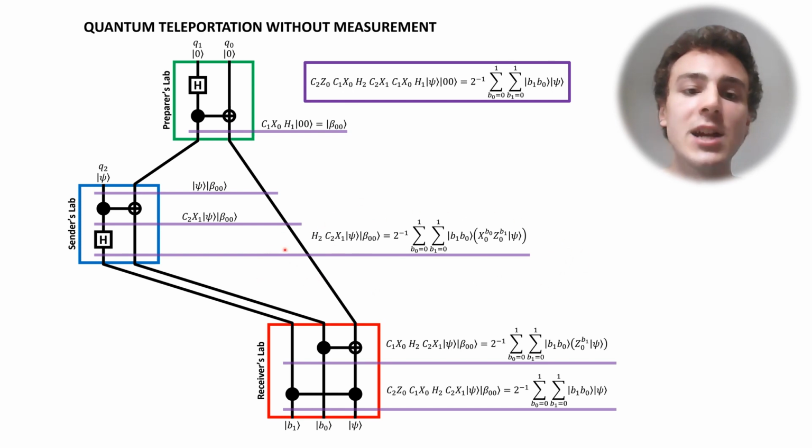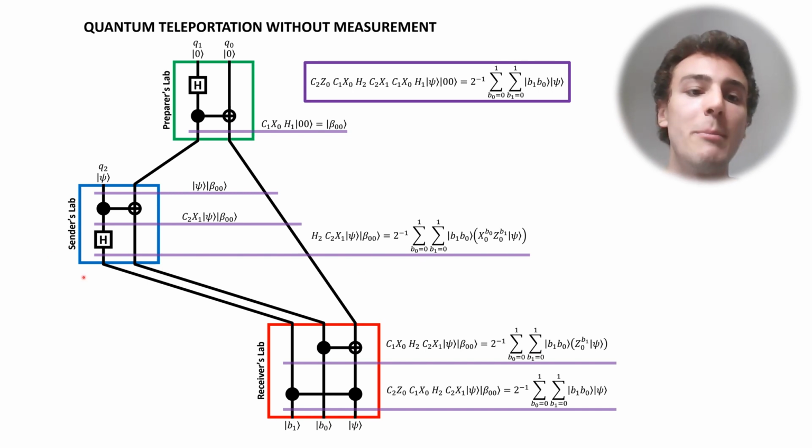And at this stage over here, we have exactly the same protocol as the previously discussed quantum teleportation protocol. So this is before measurement. Before measurement, the two protocols are identical. But in this alternative protocol, we're not going to perform a measurement of Q2 and Q1.